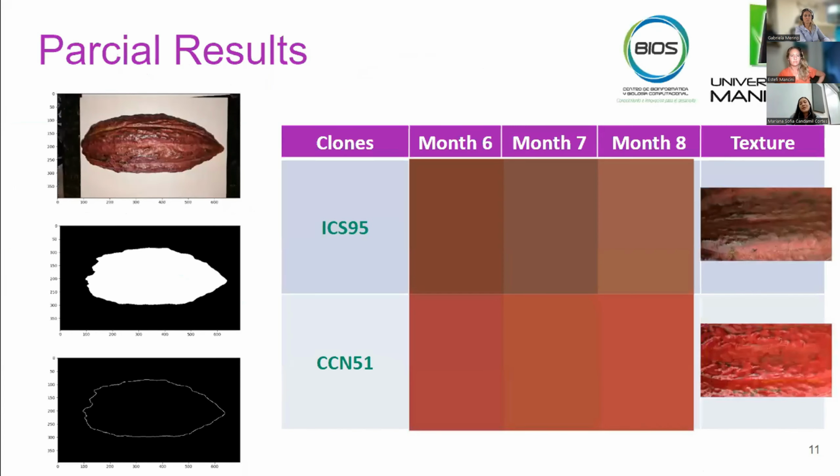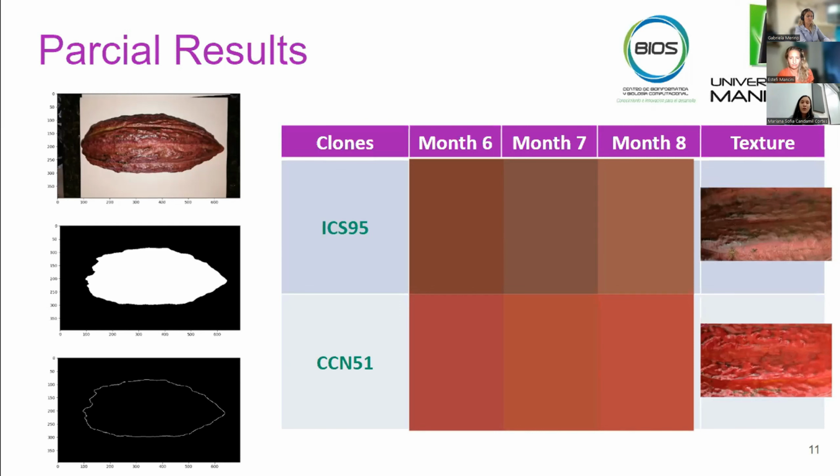Here you can observe several preliminary results. We started using image analysis of only 36 images. Each sample was photographed, obtaining 6 photographs for each month of both clones, which in this case are ICS 95 and CCN 51, both very important here in Colombia. Then we delimited the border of the images and made a colorimetry analysis for each month.